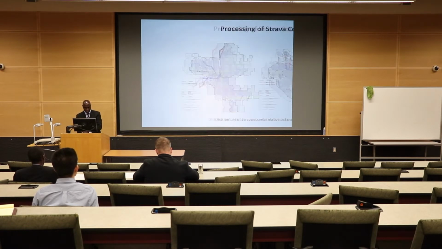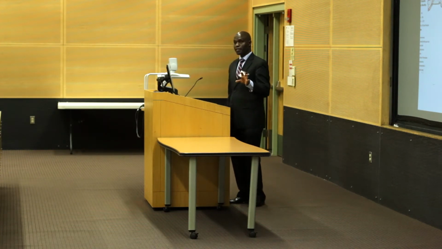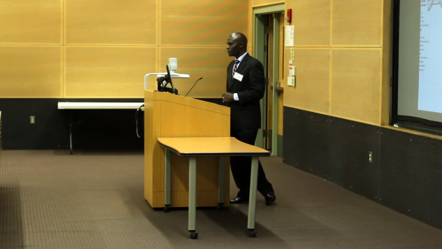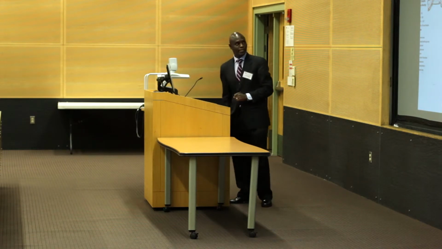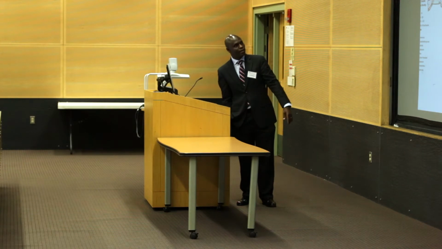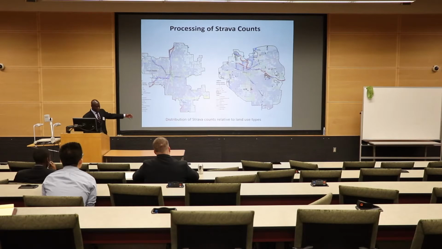So, data processing. We processed the data. This is Strava data, and these two maps show how the data are distributed across these two cities. As you can see, the red shows high Strava usage, the blue is next, and the gray is the lowest. There are specific areas where you see a lot of people using the Strava app, but not everywhere.